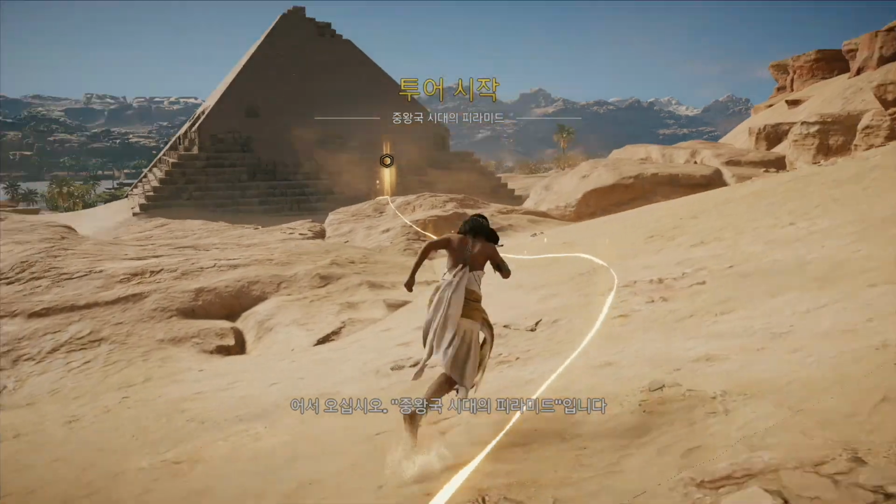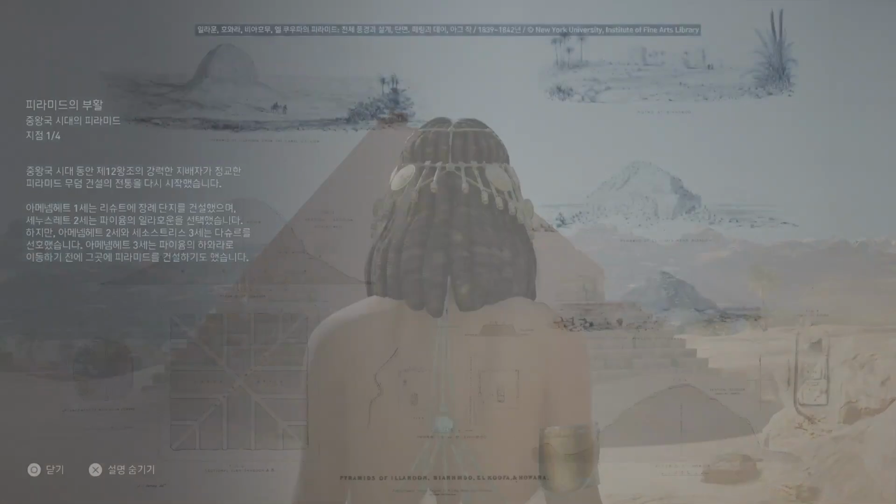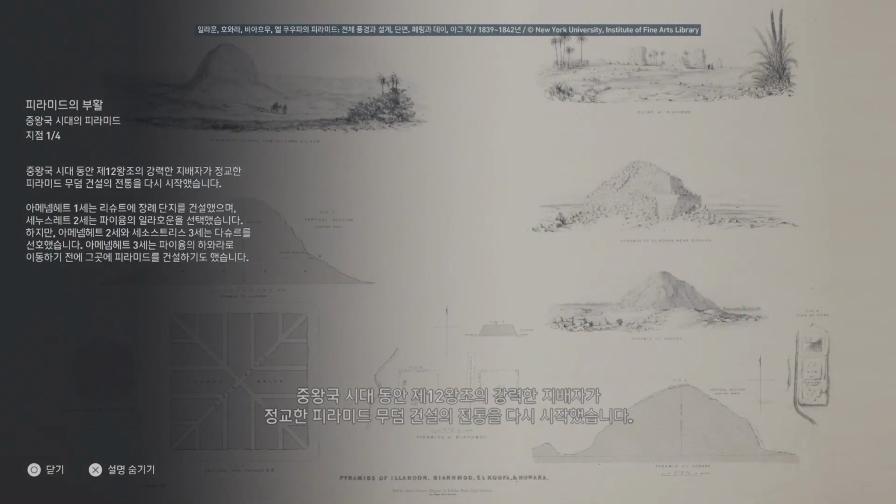Welcome to Pyramids of the Middle Kingdom. During the Middle Kingdom era, the powerful rulers of the 12th dynasty resumed the tradition of elaborate pyramidal tombs. For example, Amenemhat I built a funerary complex in Lisht, and Senusret II selected the Illahun site in the Fayum. Amenemhat II and Sesostris III, however, cast their favor towards Dashur. Amenemhat III built a pyramid there as well before moving to Hawara in the Fayum.